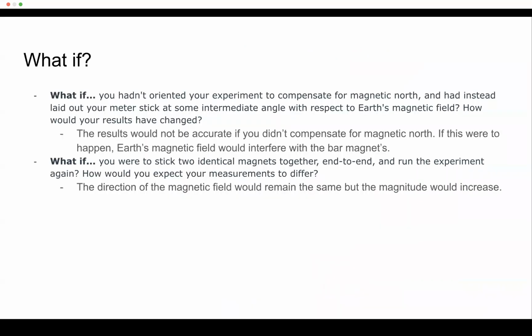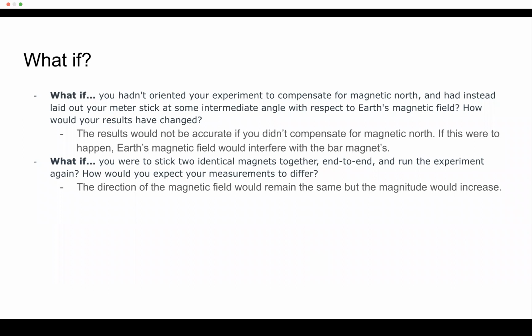What if you hadn't oriented your experiment to compensate for magnetic north, and had instead laid out your meter stick at home at some intermediate angle with respect to Earth's magnetic field? How would your results change? The results would not be accurate because if you hadn't compensated for the magnetic north, Earth's magnetic field would interfere with the bar magnet.